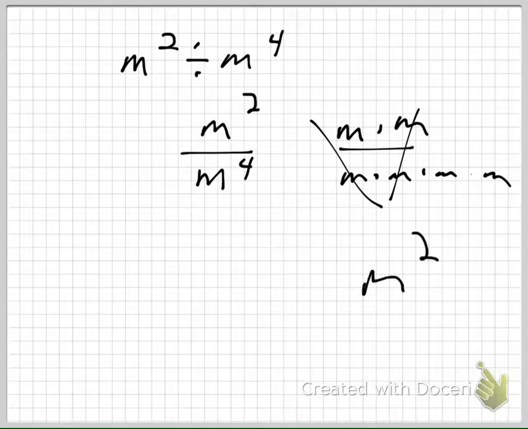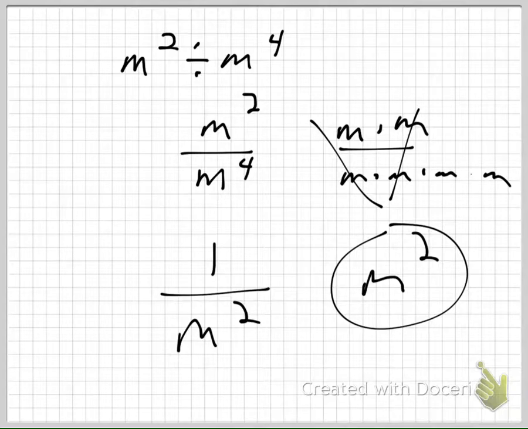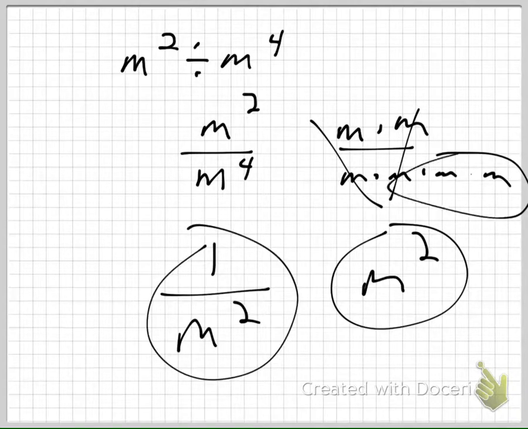m to the second. 1 over that, right? If you just put m to the second, you're wrong, people. That's not the same at all. This is 1 over m to the second, right? It's on the bottom, right? If you just put m squared, you're wrong. That's ridiculous. Okay, but I don't think that happens to you very much here.